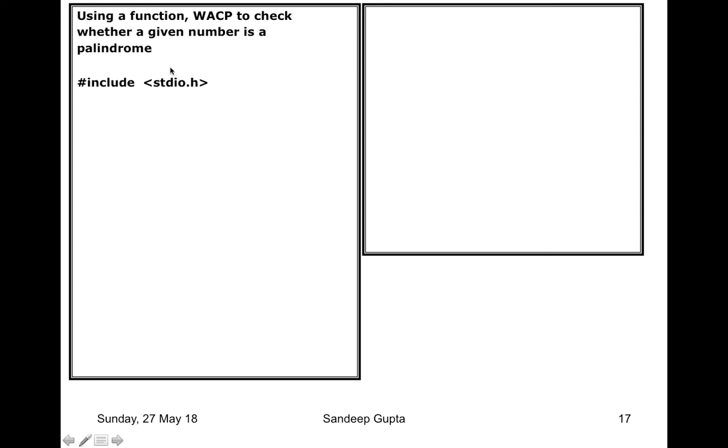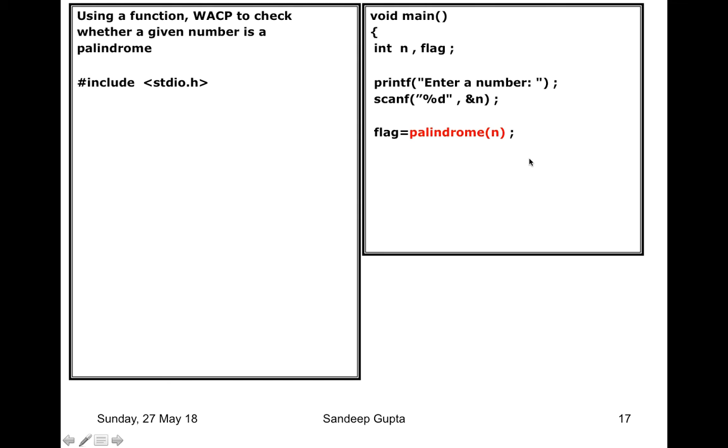So we start with stdio, follow the mouse pointer, and now this is the void main. Within the void main, I declare two variables, n and flag. Remember, flag stores 1 or 0, true or false. I will ask the user to enter a number which I will store in variable n, and then I will just write this. Can you give me two words for the red color? So the red color is a function call. To which function? Palindrome. What parameter we are passing? N.